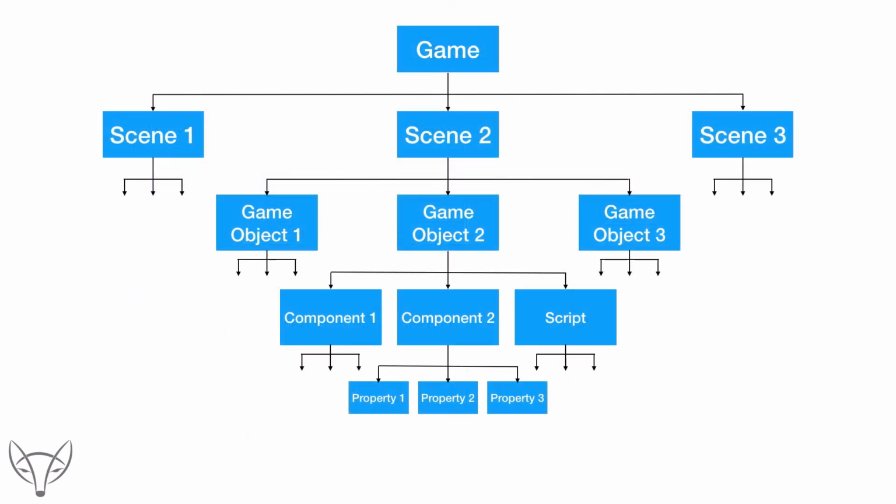Let's summarize. A game consists of one or more scenes. Each scene contains a number of game objects. Each game object consists of a number of components, like transform, sprite renderer, script, and so on. Each component will have a number of properties that can be manipulated manually or via scripts. Game objects can have other game objects as children. Game objects can be dynamically created during the runtime using prefabs.